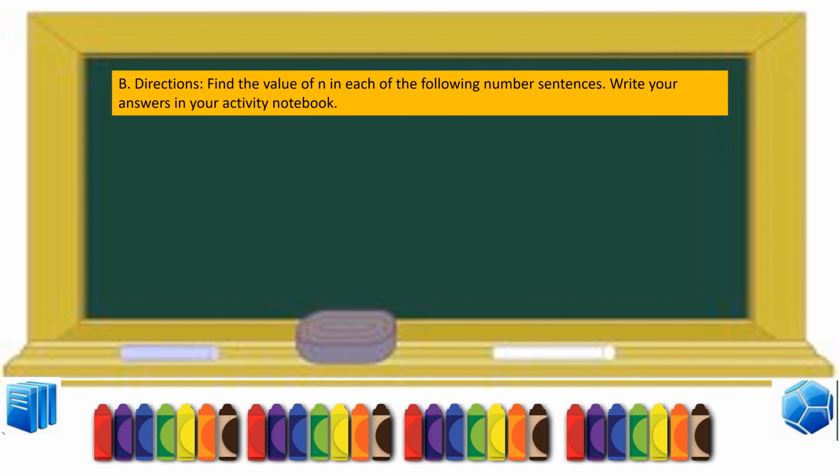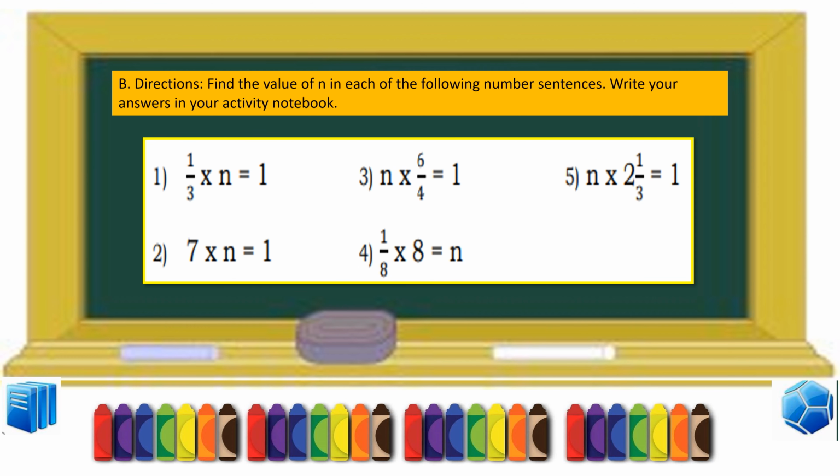Letter B. Find the value of n in each of the following number sentences. Write your answers in your activity notebook. The same. You can pause for a while to write your answer, then play it again for you to check. Number 1, 1/3 times n equals 1. Number 2, 7 times n equals 1. Number 3, n times 6/4 equals 1. Number 4, 1/8 times n equals 1. Number 5, n times 2 and 1/3 equals 1.